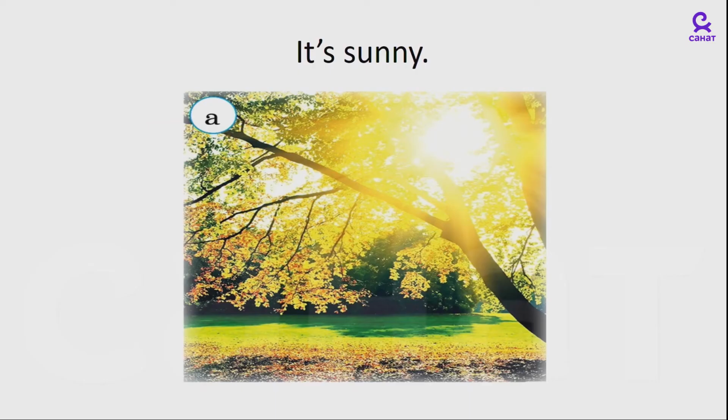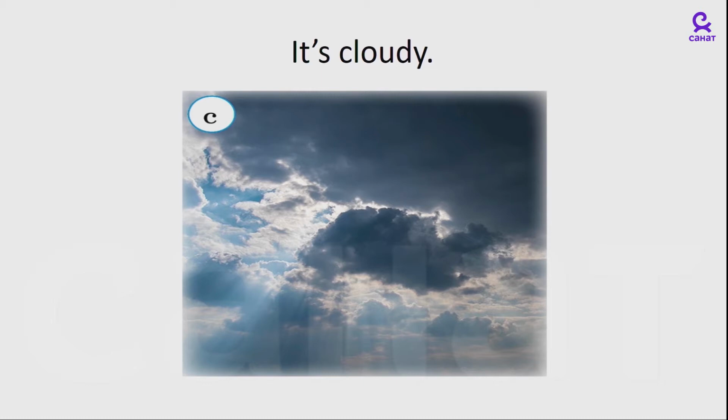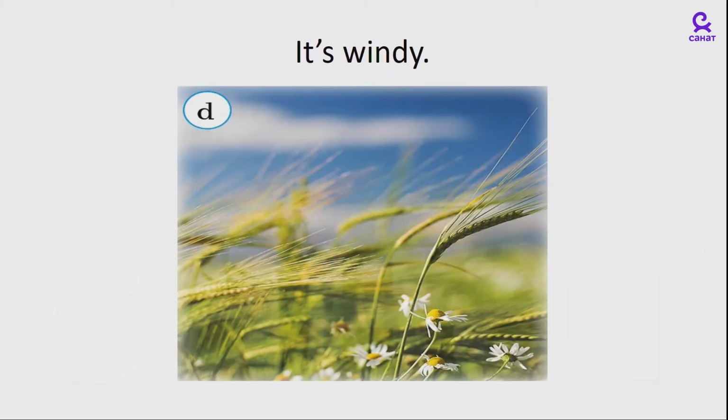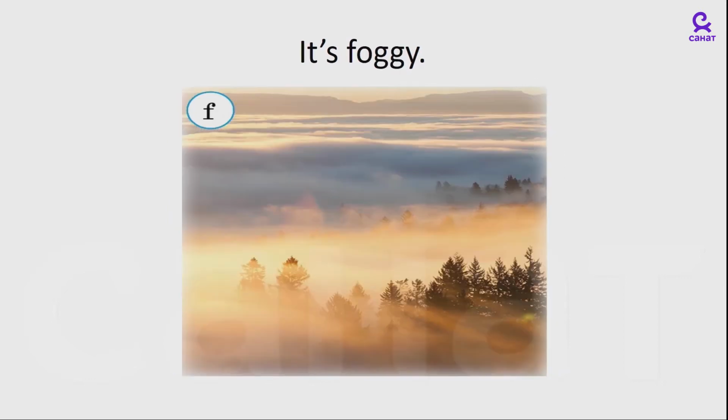What's the weather like in picture A? Right, it's sunny. What about picture B? Right, it's snowy. What's the weather like in this picture? Yes, it's cloudy. What about picture D? Correct, it's windy. What's the weather like in picture E? It's rainy. And it's foggy in picture F.